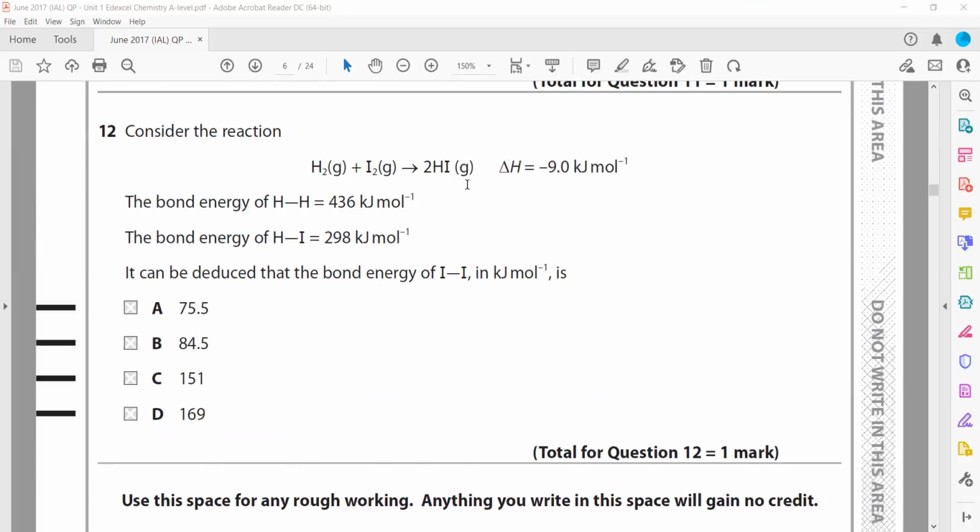Then consider the reaction: hydrogen plus iodine gives hydrogen iodide. The enthalpy change is minus 9. The bond energies for hydrogen and hydrogen iodide are given. It can be deduced, the bond energy. So how to work out the bond energy?